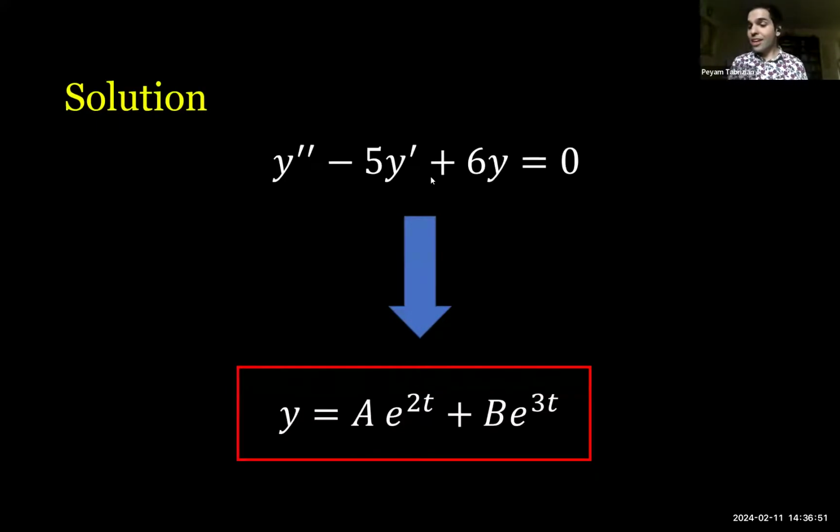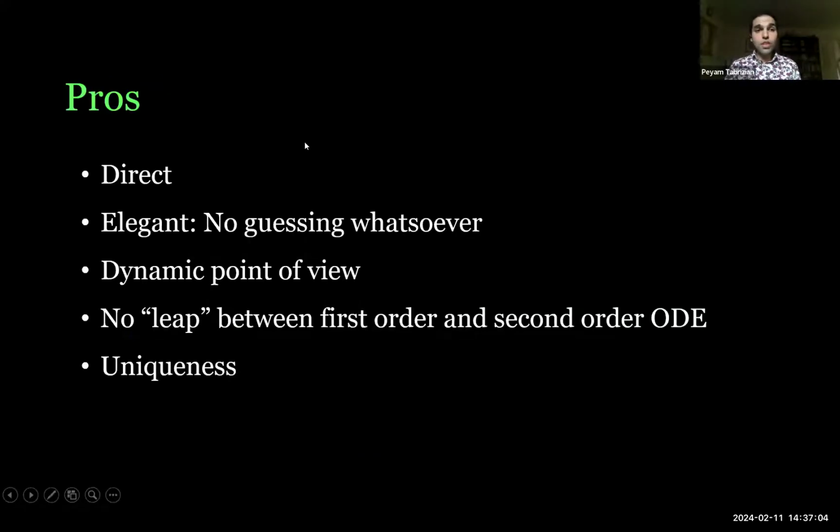But I do want to stop for a second to talk about the pros and cons, because there's a good way to use this, but also there are some drawbacks. Okay. So the pros: first of all, it's a direct method. It goes from the ODE to the solution. And what I like about this is it's super elegant. At no point did we say, let's guess our solution is of a certain form. We literally went from the ODE to the solution.